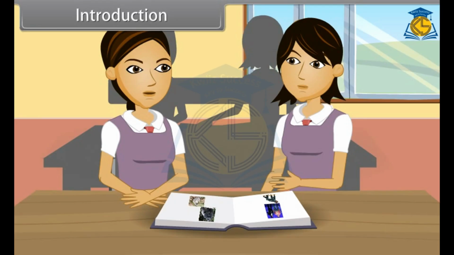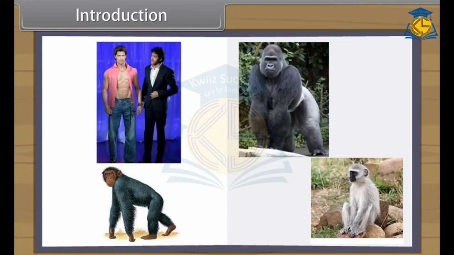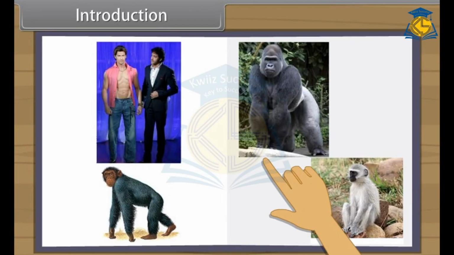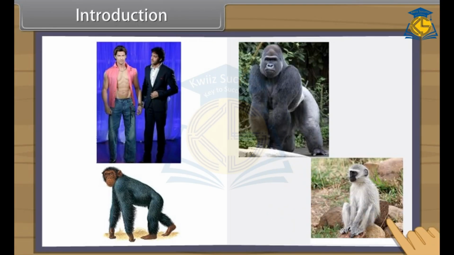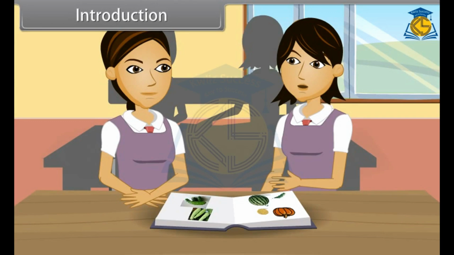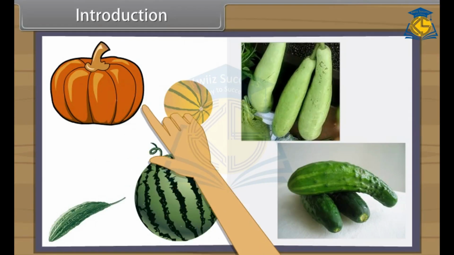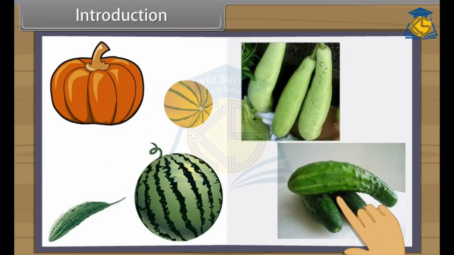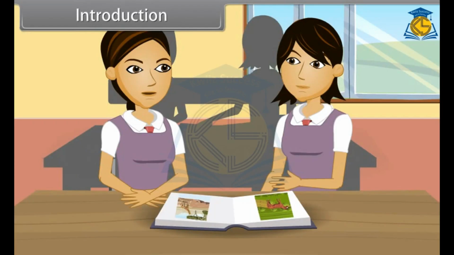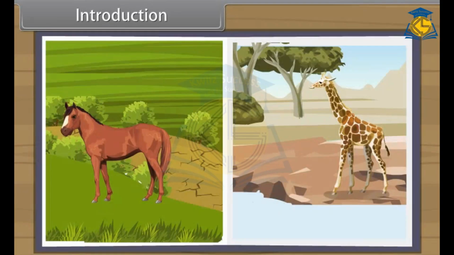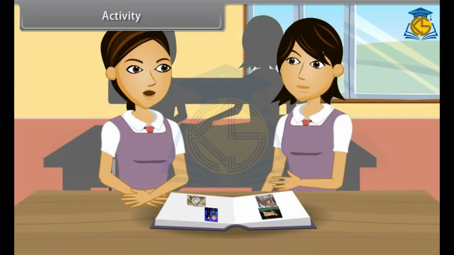These differences are within a species, but within a genus, there are some similarities like human beings, chimpanzees, gorilla, and monkeys are all alike. Similarly, among plants, melon, watermelon, bitter gourd, pumpkin, bottle gourd, cucumber, etc. have many similarities. But when we study two genera, then we find out they are entirely different. Let us do an activity to find out the similarities within a genus and differences among various genera.